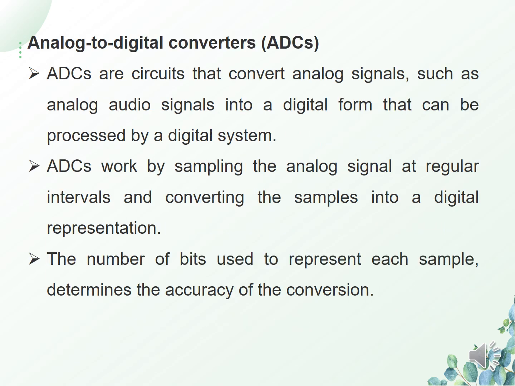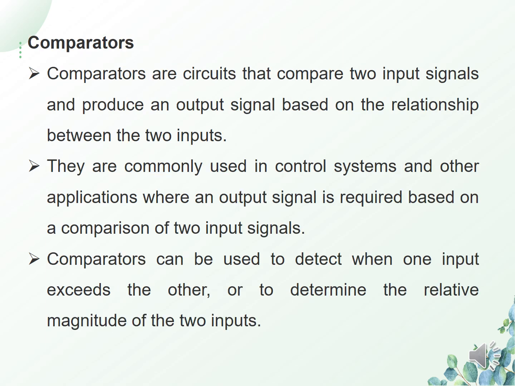And the next is ADCs. ADC is nothing but analog to digital converter, which is used to convert analog signals into digital form. Based on the number of bits used to represent each sample, it determines the accuracy of analog to digital conversion.